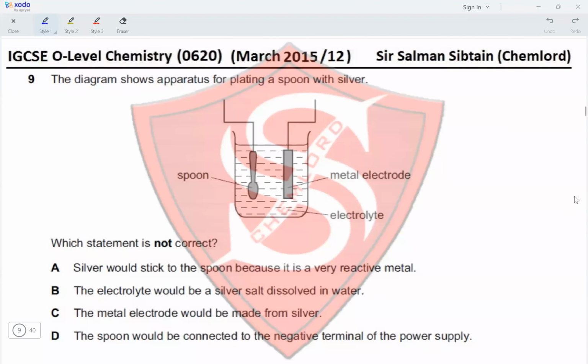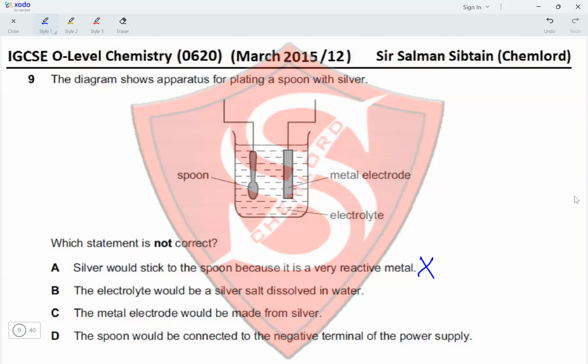Question 9. The diagram shows apparatus for plating a spoon with silver. We've got a metal electrode, we've got a spoon, and we've got an electrolyte. Which statement is not correct? Silver would stick to the spoon because it is a very reactive metal. No, silver is a very less reactive metal. It is not a highly reactive metal. So this is incorrect, and this should be the answer.